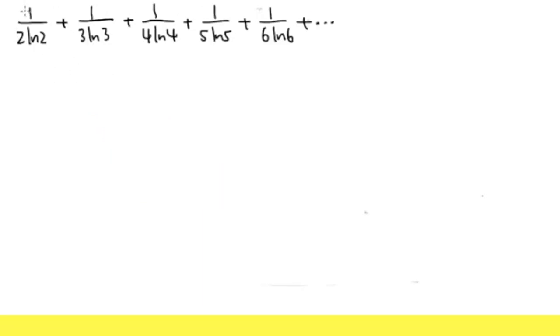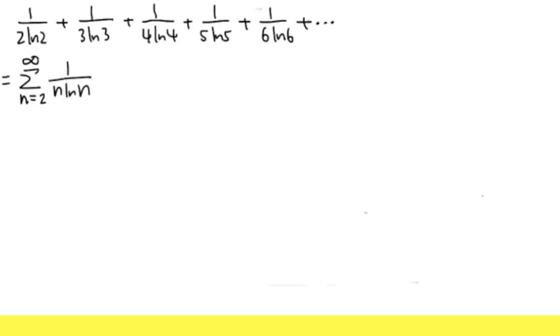Alright, for the series 1 over 2 ln2 plus 1 over 3 ln3 plus 1 over 4 ln4, and so on, does it converge or not? Well, as usual, let's put this into the summation form. Because you see we have 2 and 2 here, 3 and 3 here, and so on, right? It would be a good idea if we let n start with 2 and go to infinity. Yeah. And then the formula is just 1 over n times ln n.